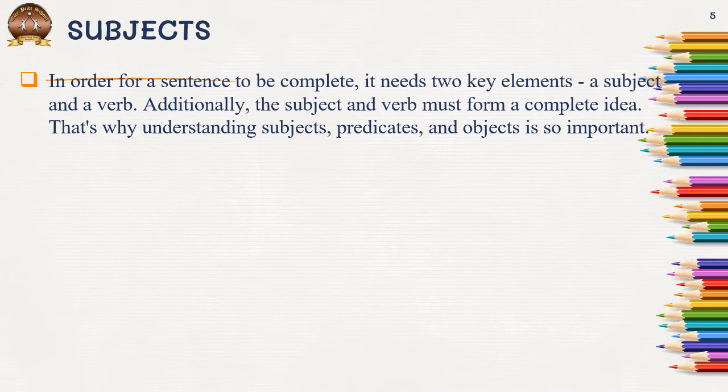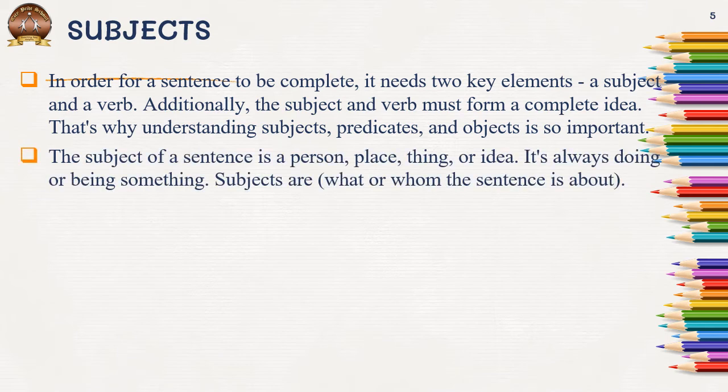Now we will study about subjects. You know, a sentence is made of two parts, subject and predicate. Let's find out what are subjects. In order for a sentence to be complete, it needs two key elements, a subject and a verb. Additionally, the subject and the verb must form a complete idea. That is why understanding subject, predicate and object is so important.